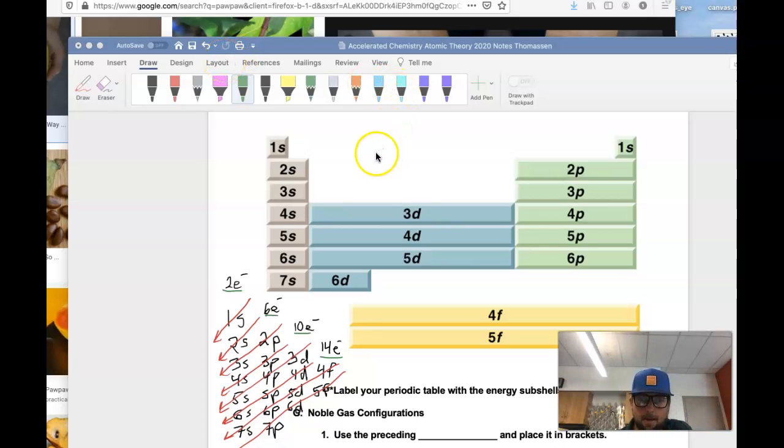This video will talk about how to determine the order with which electrons fill the orbitals or the energy levels. And there's two ways to do it. One is called the diagonal rule.